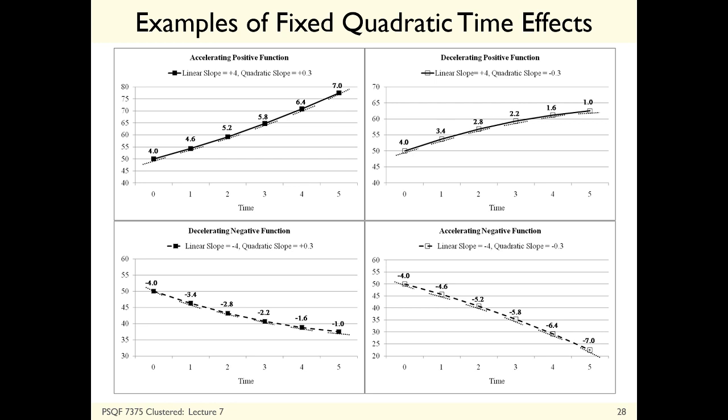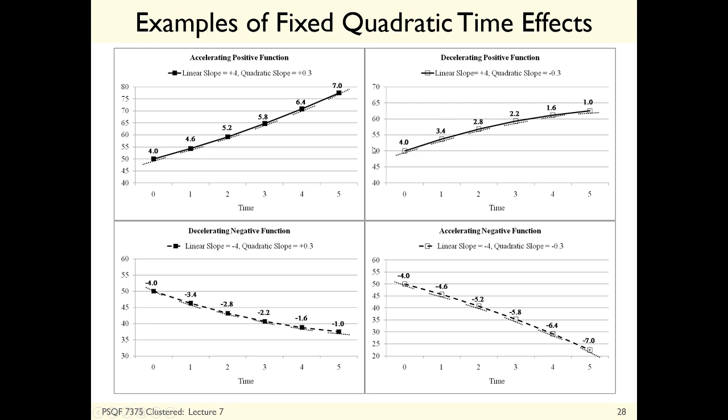In contrast, if I start off with a positive linear slope, but now I pair it with a negative quadratic, it works against it. In this case, the linear slope becomes less positive by twice the quadratic of 0.6. So it starts out at 4, it slows down to 3.4, slows down to 2.8, and so on. So the rate of change is slowing down.